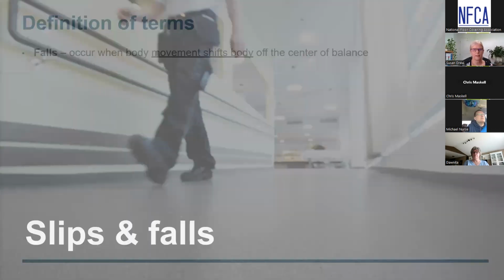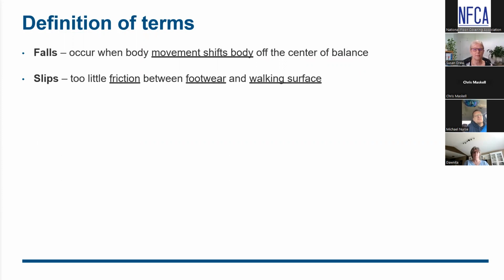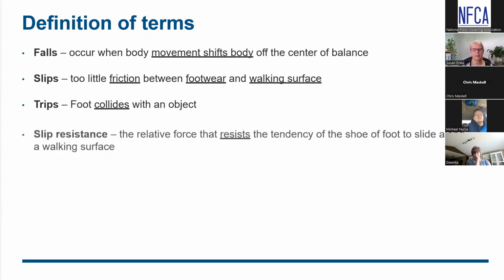So let's get started. I always like to start with some definitions. They may be very obvious to many of you, but it's always good to start this discussion on the same page. So falls. Falls occur when body movement shifts the body off the center of balance. Often happens because of slips. This occurs because there's too little friction between footwear and the walking surface, or because of trips. When a foot collides with an object, a trip can occur. It can also happen if the change in coefficient of friction is too extreme, and a trip can happen there as well.